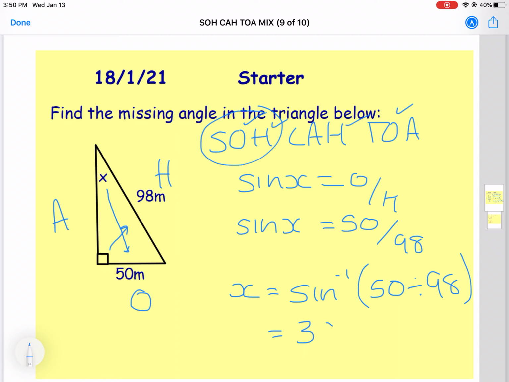Given us, in this case, 30.7. You should see 30.677. So that other 7 rounds the 6 up to a 7, making it 30.7 degrees. Okay, hopefully you managed to get that okay. If not, you've got the solutions there. Have a look through them.